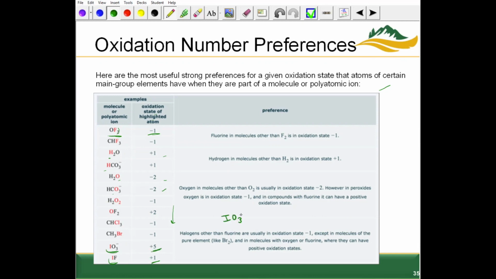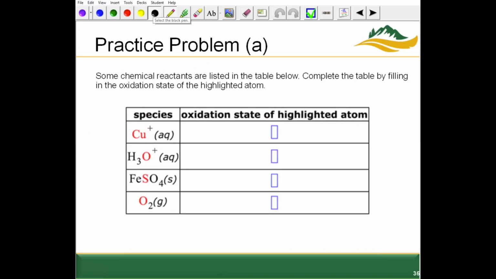Let's look really quickly before going into that practice problem at why. So IO3 minus, each of the oxygens, -2. There are 3 of them, -6. For this whole ion to add up to -1 then, and we have -6 here, that means that iodine needs to be +5. +5 and -6 totals up to -1.